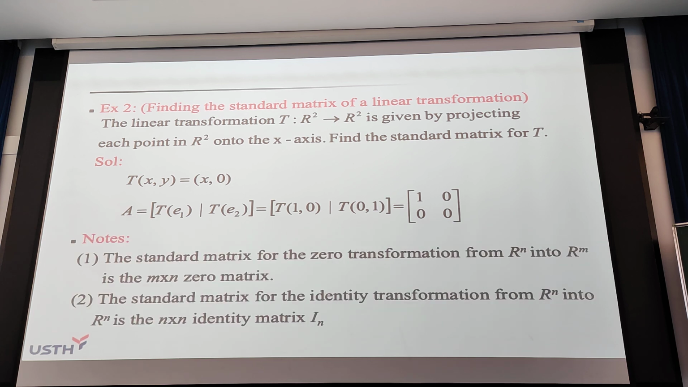And you can verify that the standard matrix for the zero transformation will be the zero matrix. And the standard matrix for the identity transformation is always the identity matrix of the same order n, like the dimension of the vector space.